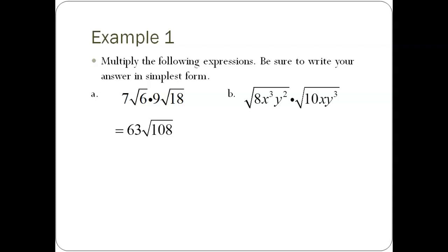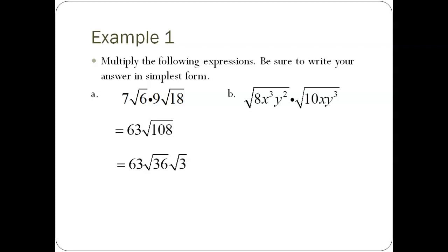Now, with the 108, even though we've multiplied it correctly, it did say to write your answer in simplest form. So we want to check to see whether or not the square root of 108 is in simplest form. Are there any factors of 108 that are perfect squares? Well, it looks like 36 is a perfect square. That's also a factor of 108. So I can rewrite the square root of 108 as the square root of 36 and the square root of 3.